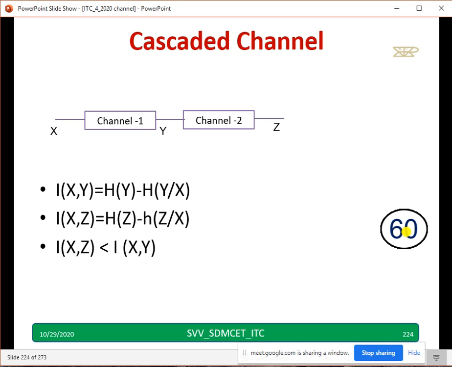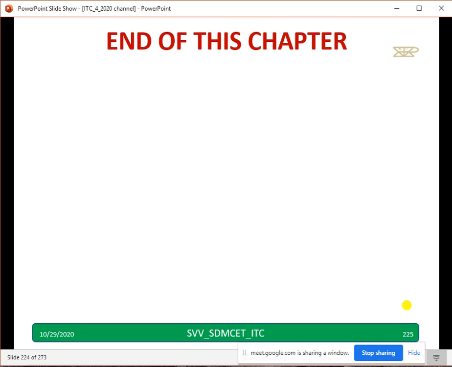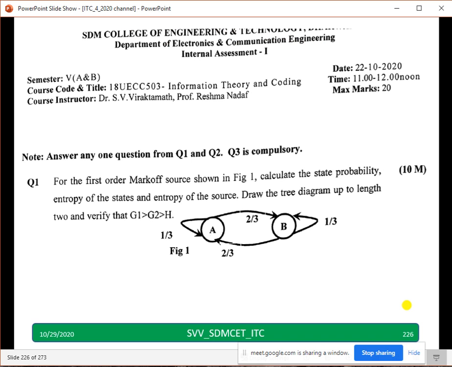Let us go to the last cascaded channel. Just take 10 seconds, because you have already solved the problems on these cascading channels X, Y, Z. And now let me go to your IA. I hope most of you are interested to see the scheme so that you can find out how many marks you might have got. So, end of this chapter. Let me go to the first question, number 1A.